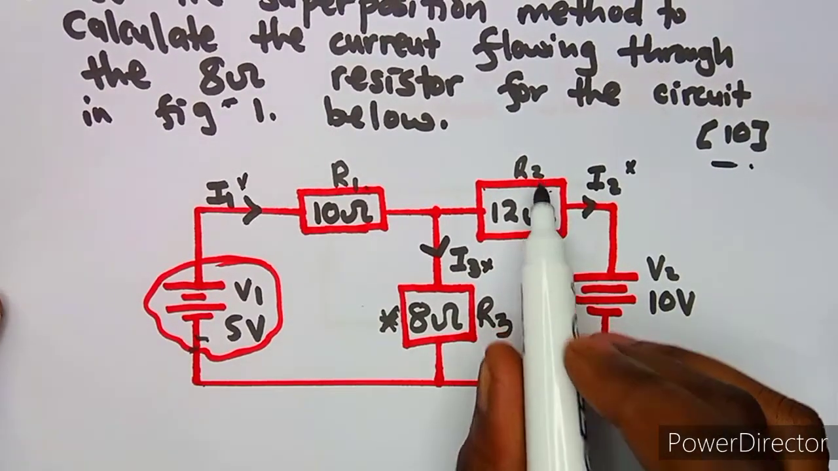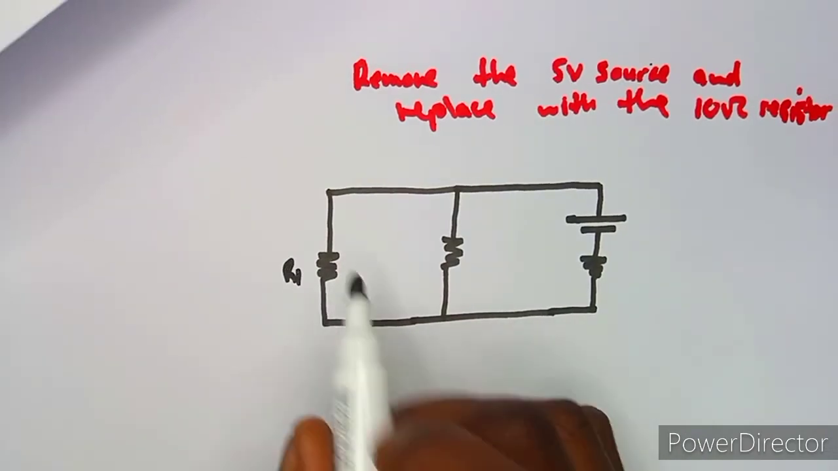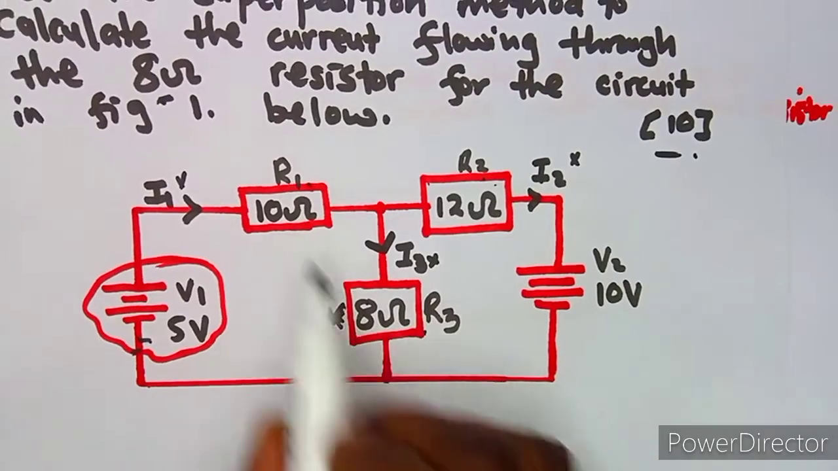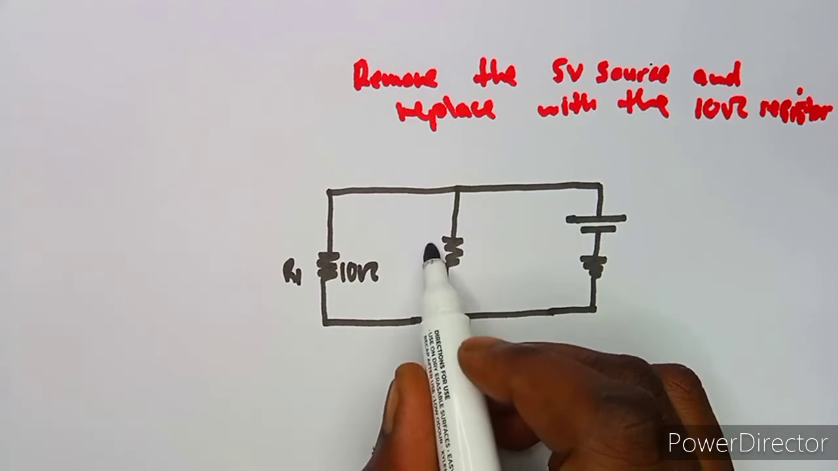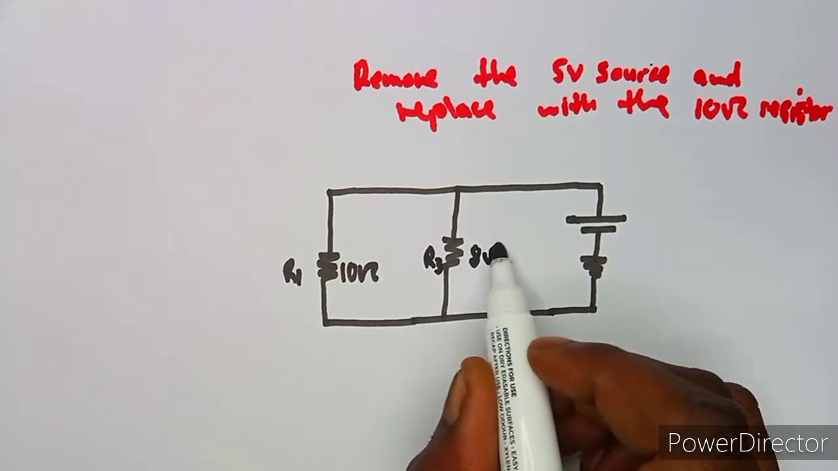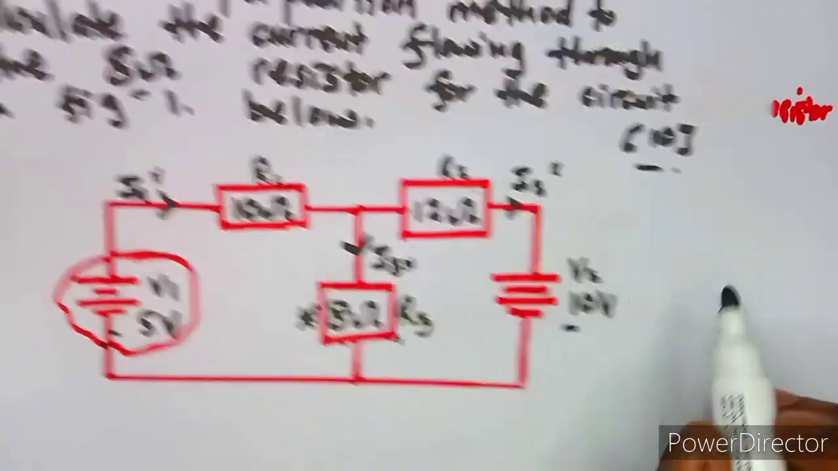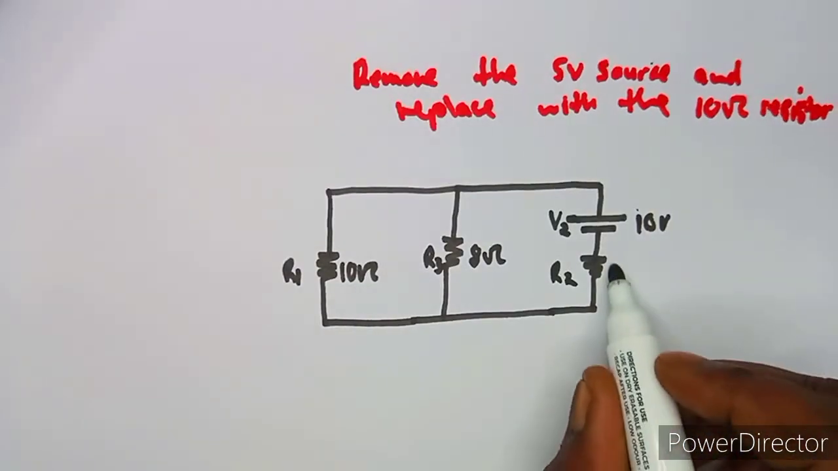So remember I said this is R2, R3 and R1. So you've got R1 there, which is 10 ohms. Remember, your R1 is 10 ohms, your R3 is 8 ohms. So this is R3, which is 8 ohms. We have got the source here from V2. We are now left with V2 this time, which is 10 volts. So this is the one that you're now going to work with, and R2, which is 12 ohms.